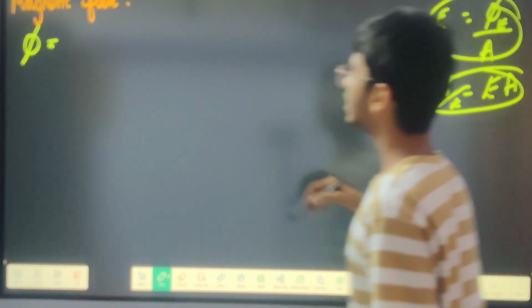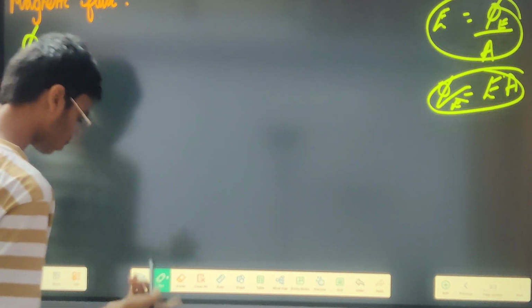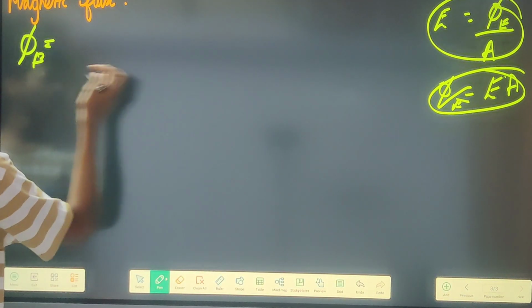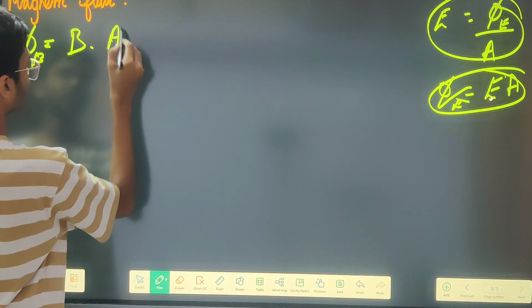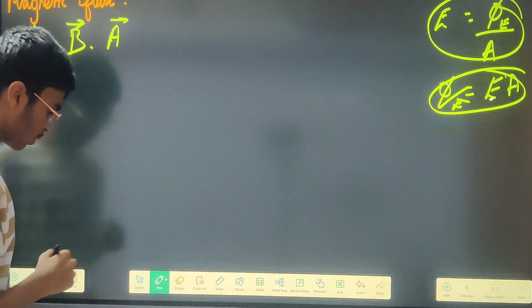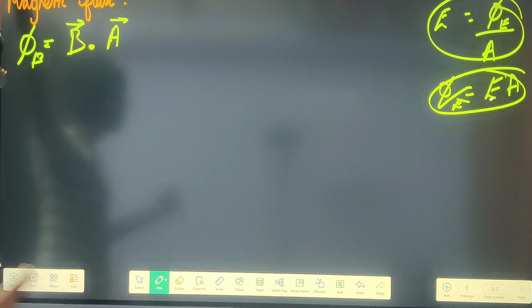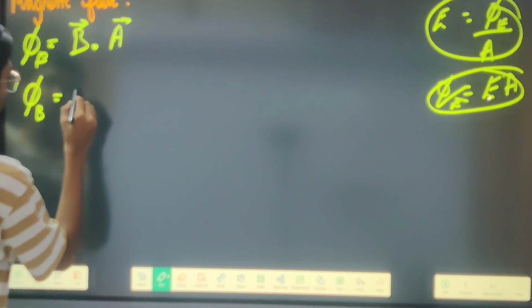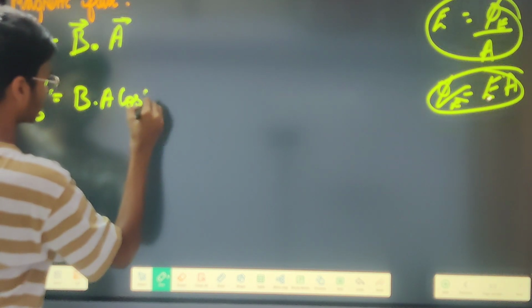So here it is magnetic flux, which can be kept as phi B or phi M. Phi B is equal to, instead of electric field, you are going to put magnetic field, which is B, into area. This is also a vector quantity, and here you are doing a dot product, which makes flux equal to B dot A, that is B A cos theta. Correct.